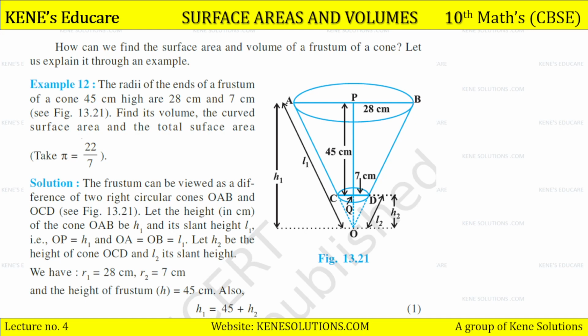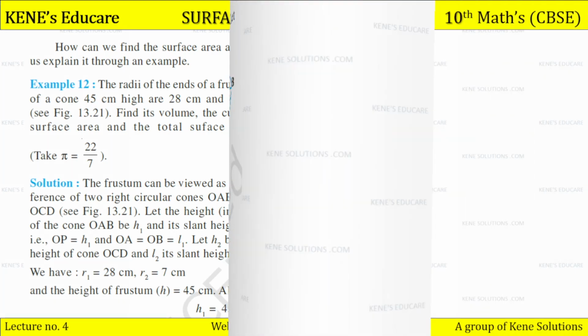So what do you have to do here? The frustum can be viewed as the difference of two right circular cones OAB, do you see it, yes OAB is visible here, and OCD. Let the height in centimeters of the cone OAB be H1 and slant height L1. OP is equal to H1, OA is equal to L1. Let H2 be the height of the cone OCD and L2 its slant height. We have R1 is equal to 28, R2 is equal to 7 centimeter, and the height of the frustum is equal to 45 centimeter. So H1 is equal to 45 plus H2.